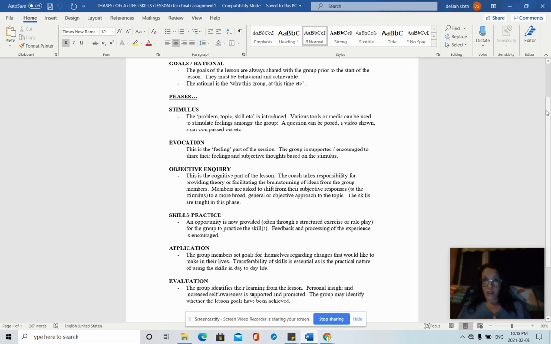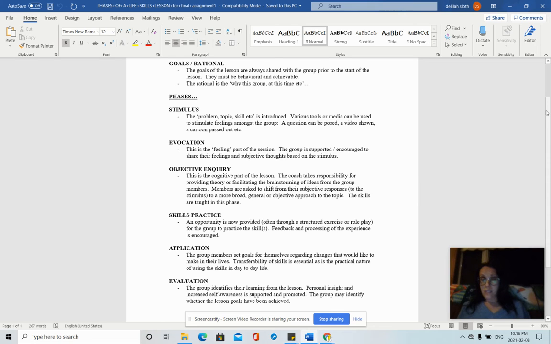Then from here, there's skills practice. You've taught the mini lesson and the objective inquiry. Now the group is going to have an opportunity to practice those skills. You might do role plays, or if it's time management, you might give a worksheet that they have to fill out to identify where in their day time could be borrowed from. You want to make sure there are enough activities here. Usually 3 to 5 is sufficient to practice the skill and get enough feedback to make the learning meaningful.